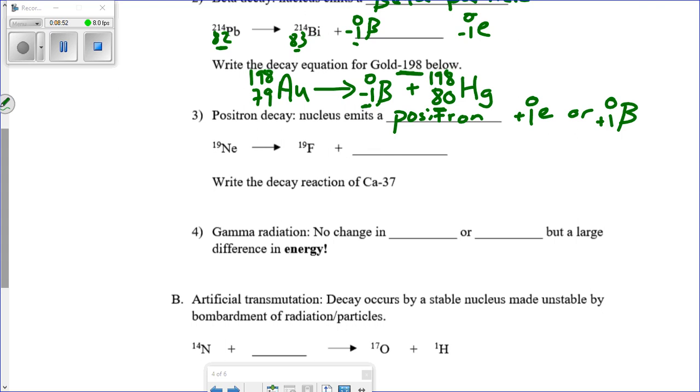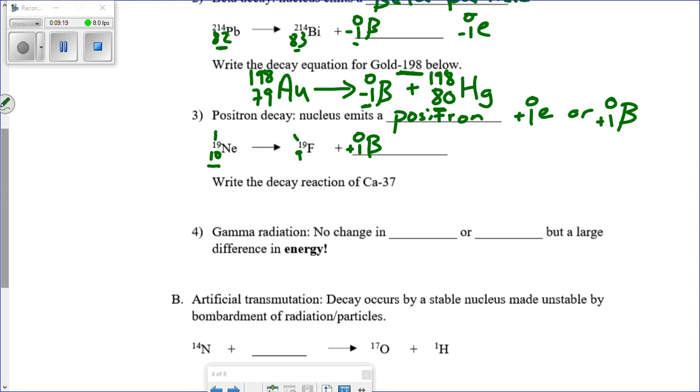So neon goes through a positron decay. You look up the atomic number, it's 10. Look up the atomic number of fluorine, it's 9. Okay, so now we have a mass of 0, which makes sense because our masses are equal. But here I have 9, so that means this has to be +1 is equal to 10. So that's going to be 0 over +1 beta.